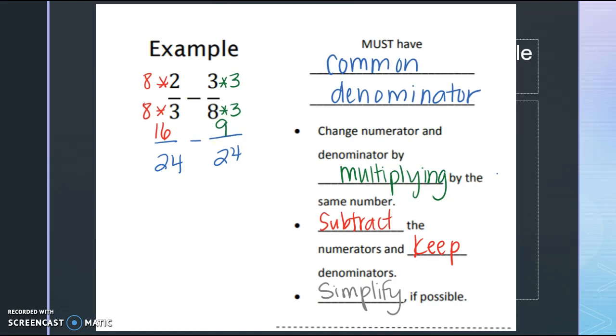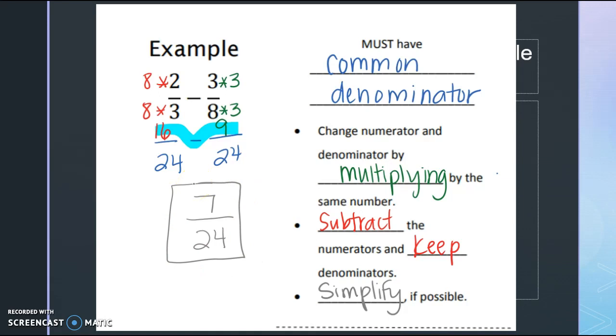So now that I've gotten my common denominator of 24, and I've also changed my numerators, we now want to subtract our numerators. So 16 minus 9. So when we take 16 and subtract 9 from there, we end up with 7. We keep our denominator the same, so it's 24. And then we need to see, can we simplify this fraction? So in this case, we cannot simplify, and 7/24 is our final answer.